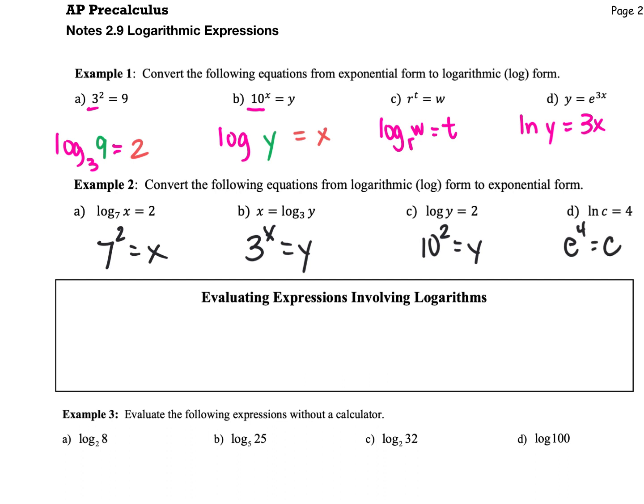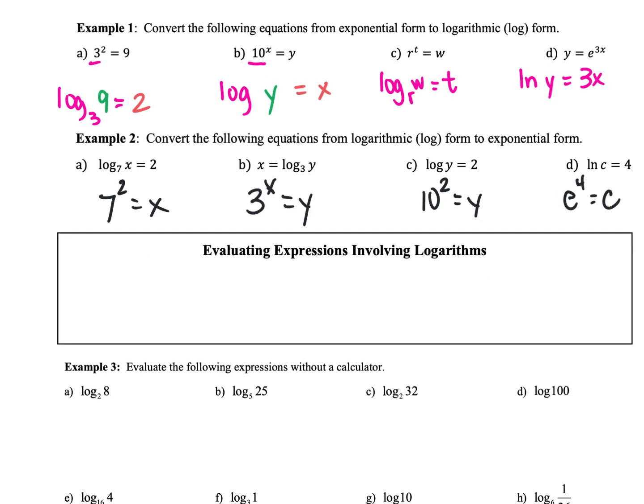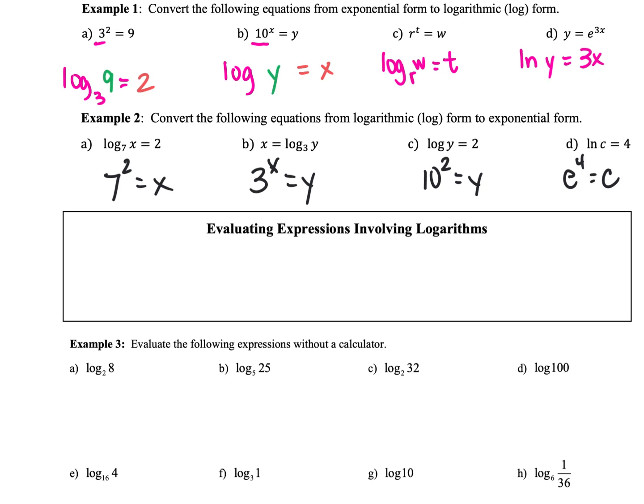So any question about going between forms, okay? Now, AP is not going to ask you a question like that, all right? But if we don't understand that, we can't do what's coming later on in the next few sections, okay? All right, so now let's talk about evaluating expressions involving logarithms. Let's start with non-calculator, okay? Because we'll be asked to do it both, okay?